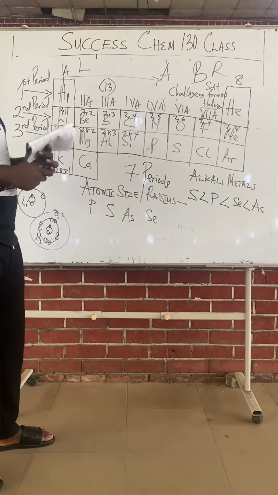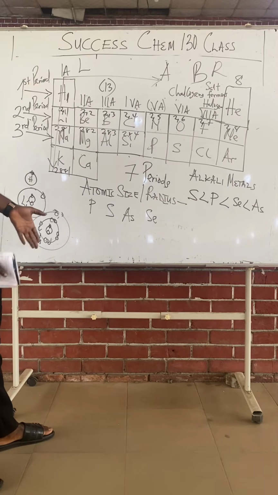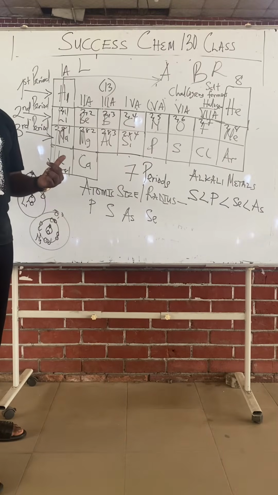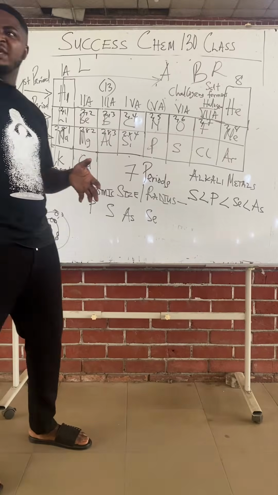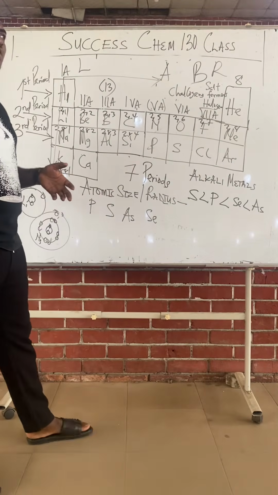So if you have to arrange these 4 atoms in order of increasing atomic size, increasing means from smallest to biggest, right? And decreasing means from biggest to smallest.